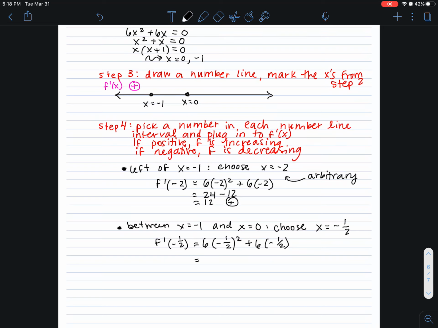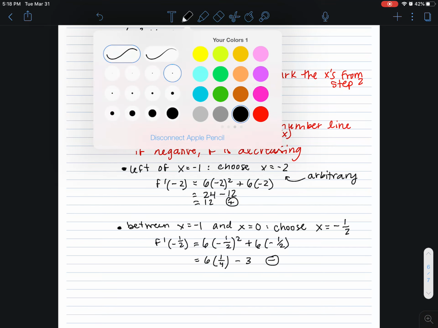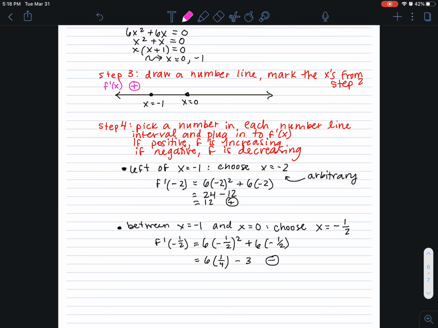And we're going to get, that yields 6 times 1/4 minus 6/2, which is 3. Hopefully you guys can tell just from these fractions that this is going to be negative. You don't actually have to solve it out. You just have to know whether it's positive or negative. So we go back up to our graph. We can draw a negative on the interval between -1 and 0.